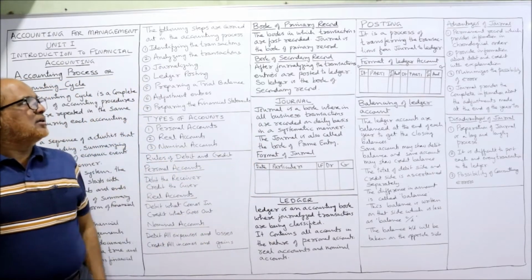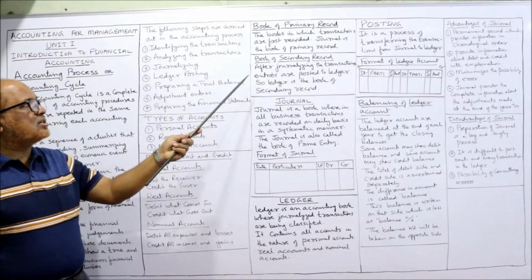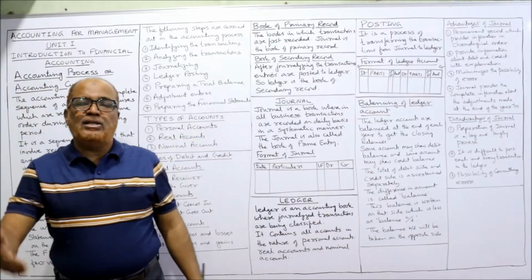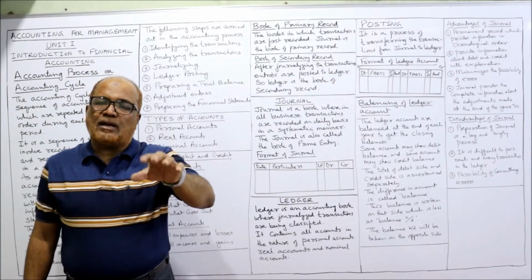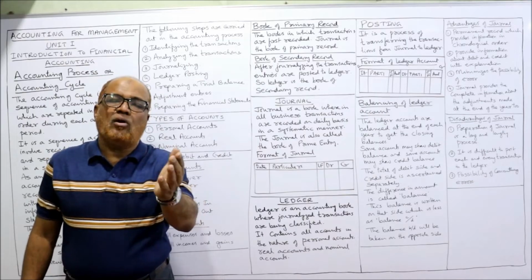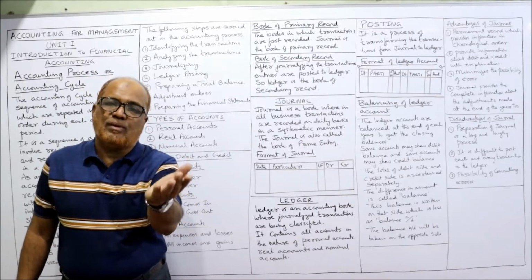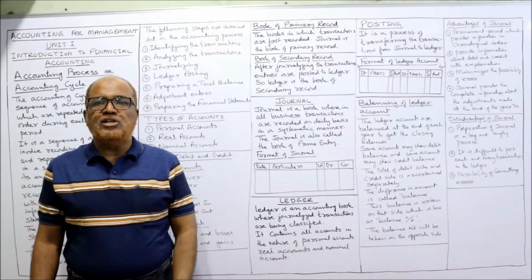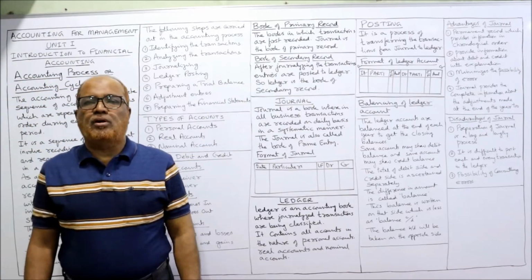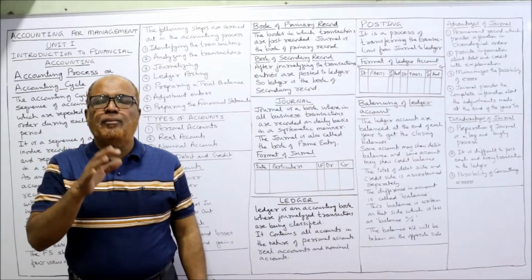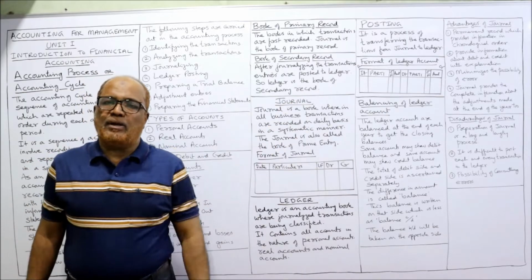Now secondary record. After journalizing the transactions, entries are posted to ledger, the second step. That means after recording all the transactions in the journal, periodically we post the transactions from journal to ledger, that is posting. And so ledger is the book of secondary record. So ledger is the secondary book, journal is the primary book.